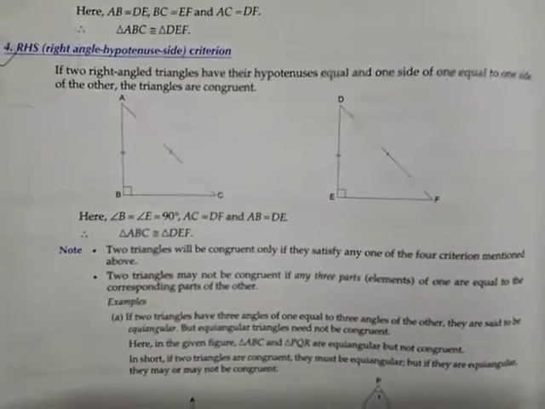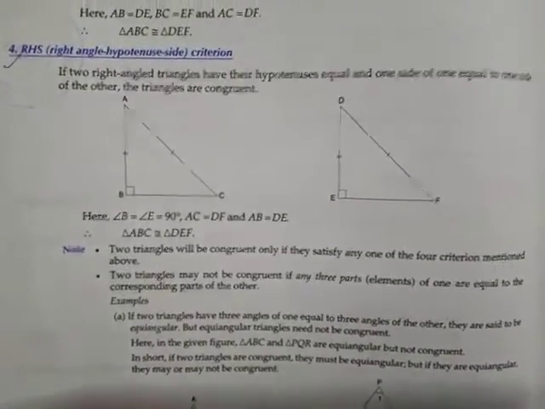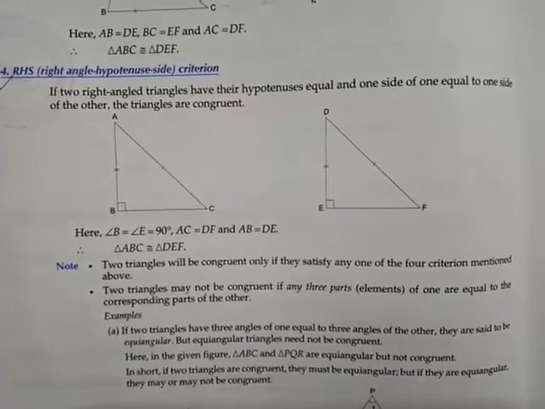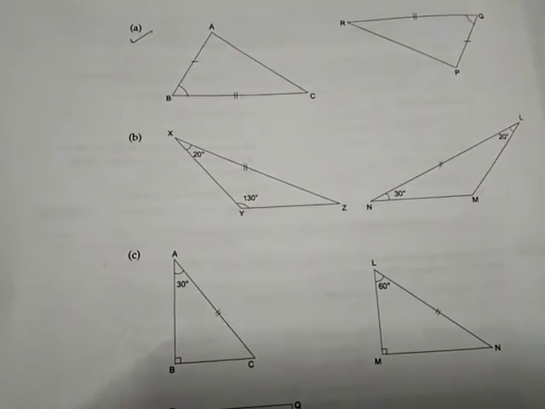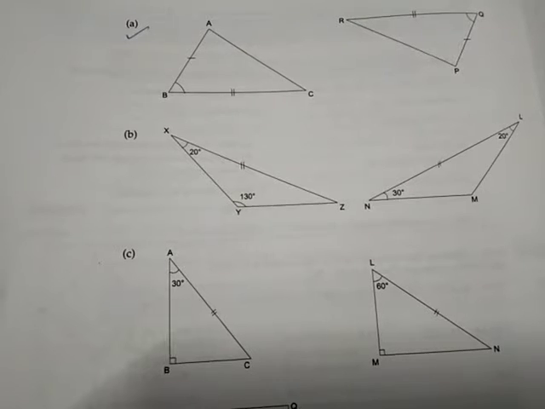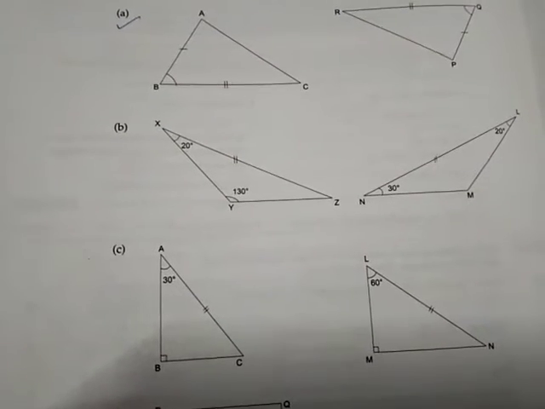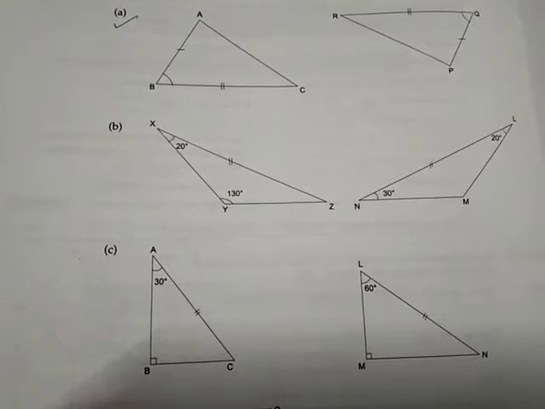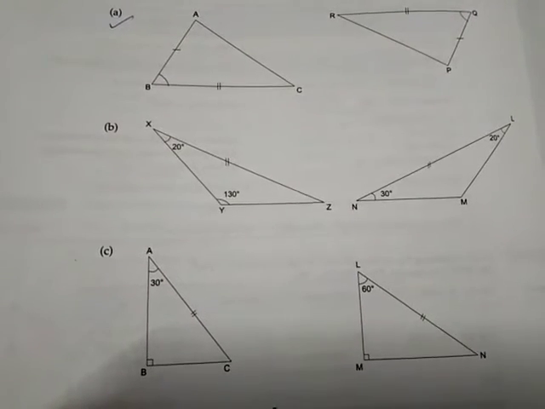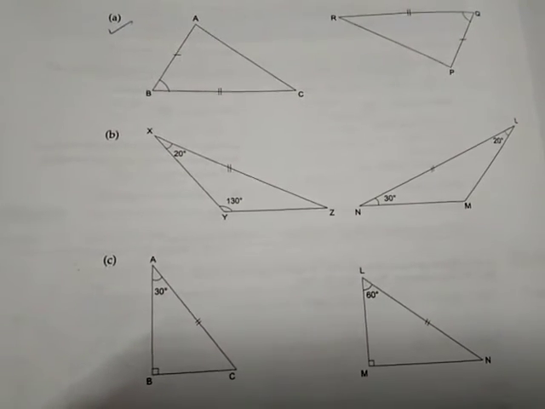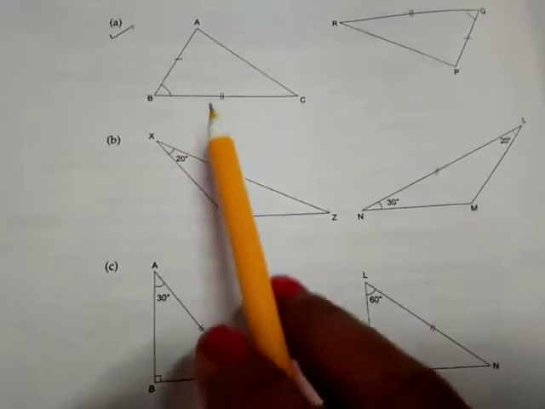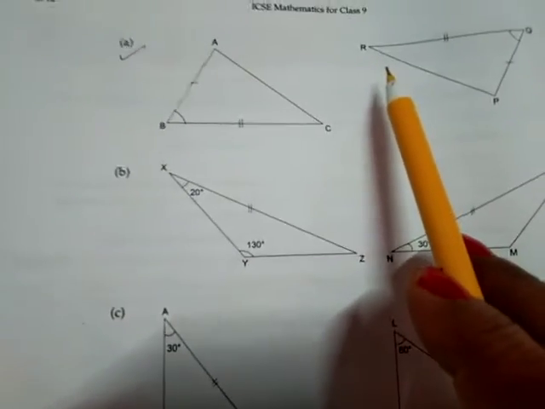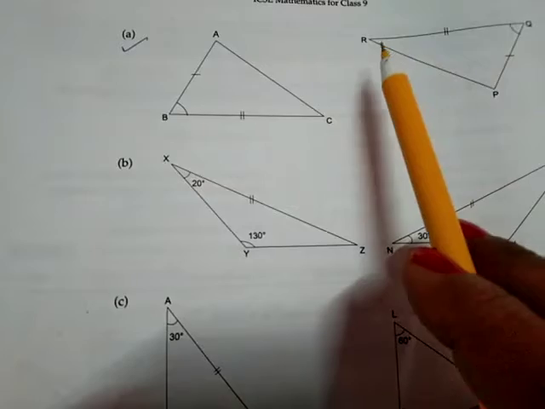So, by keeping this in mind, we start the exercise of the chapter. Now student, question number 1 of exercise 1A. In question number 1A, two triangles are given. We have to show whether the triangles are congruent to each other. If yes, then we have to show by which test both the triangles are congruent to each other. Question number A, triangle ABC and this triangle is PQR.